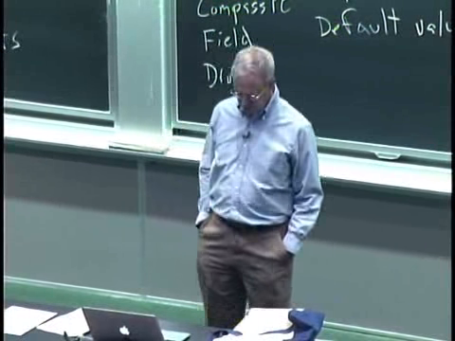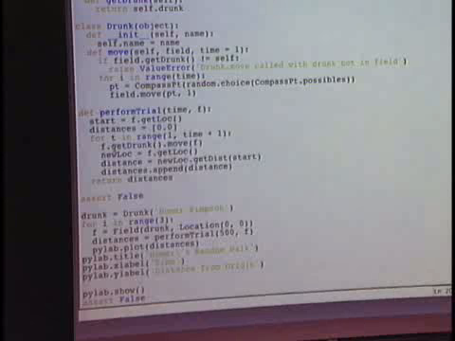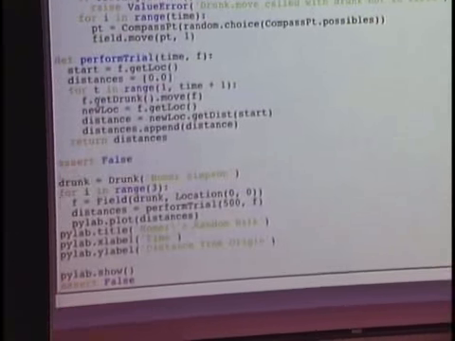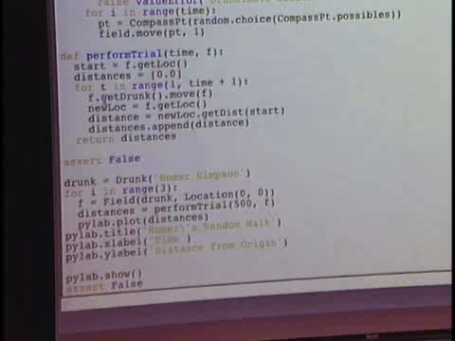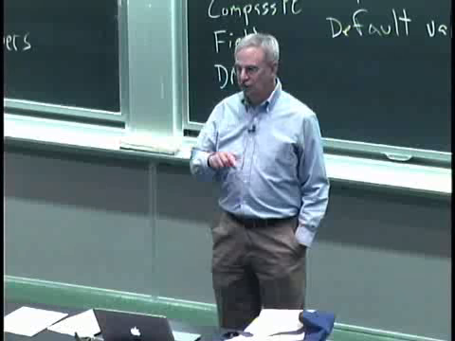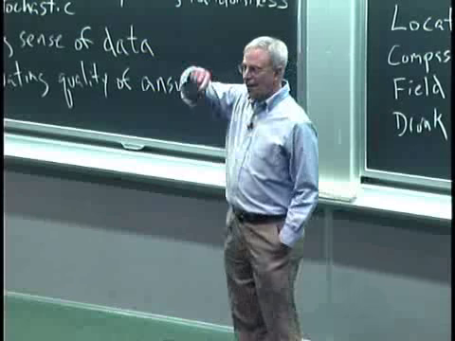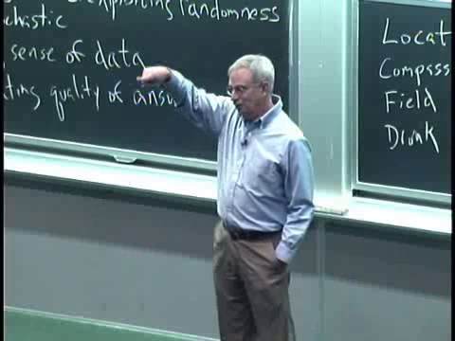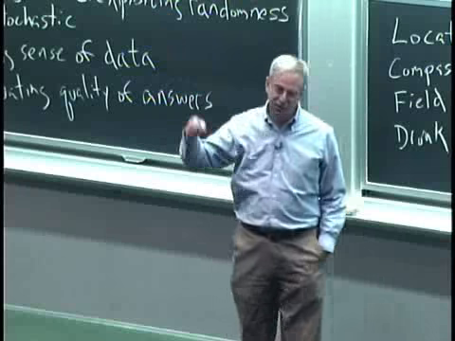And then I'll say distance equals newloc.getDistance of start. How far is the new location from wherever the starting location was? I'll append it to a list, and then I'll return it. So now I have a list, and in the list, I have how far away the drunk is after each time step. I'm just collecting the list of distances.